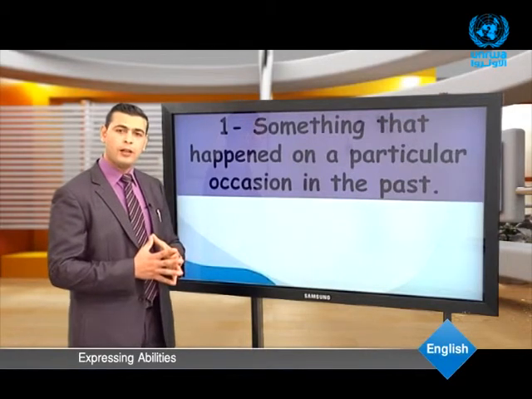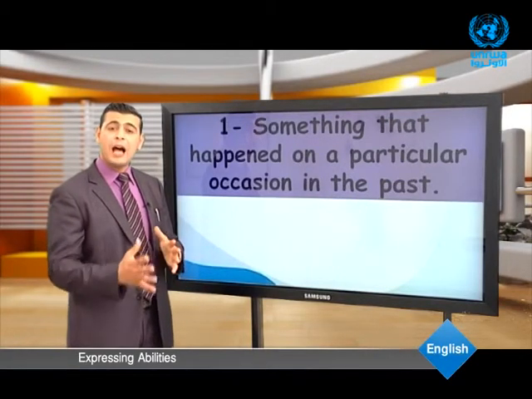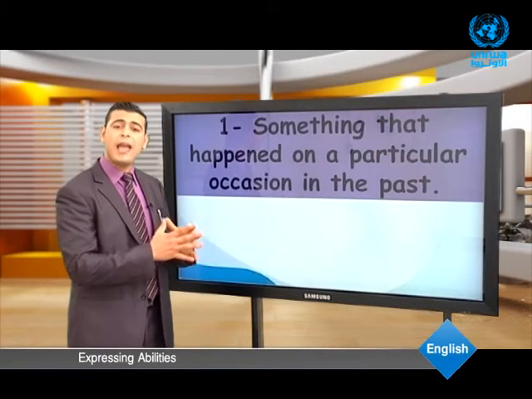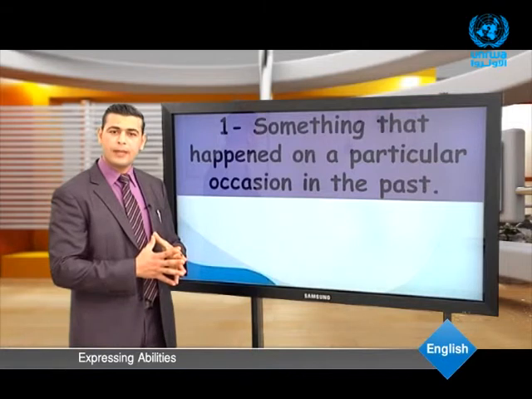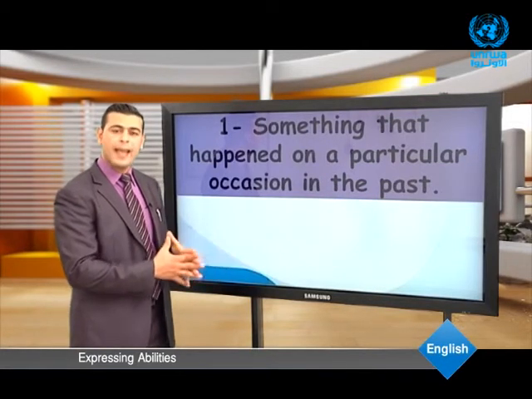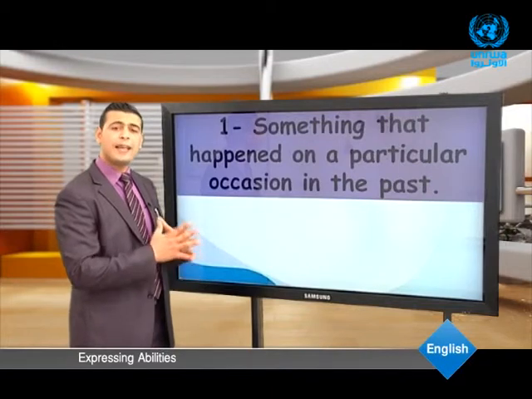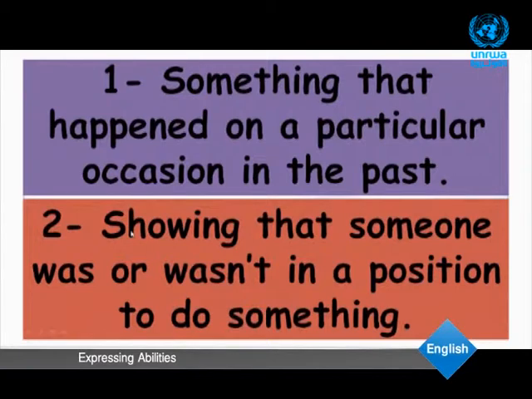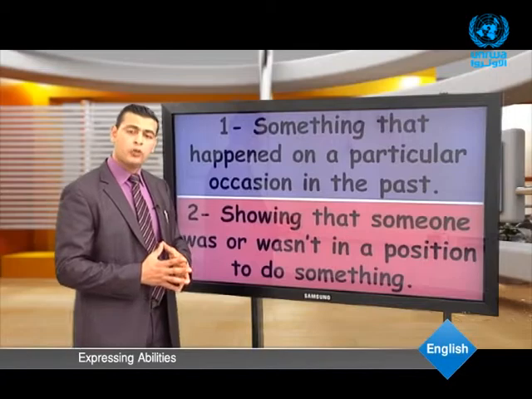For example, I say, After the accident, Ahmed was able to walk again. Let's look at the second use of able to. Here, we use it for showing that someone was or wasn't in a position to do something.